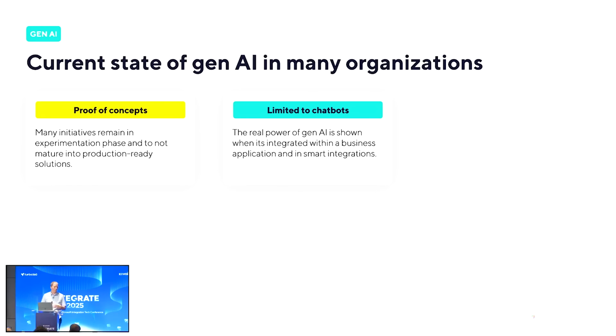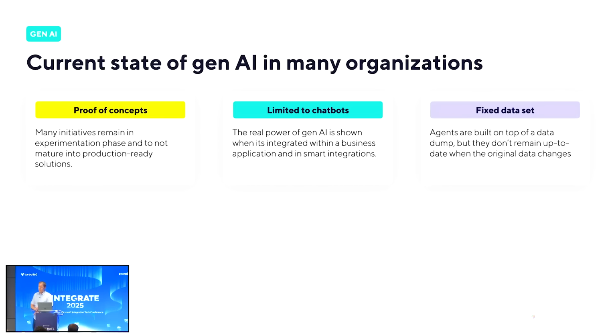GenAI gives more value if it's integrated in your business applications and business processes. Often, those AI initiatives are done in a very fast way, and they are built on top of a fixed data dump. So we export some data from a database, or we take some documents, and we rapidly build an AI agent on that.